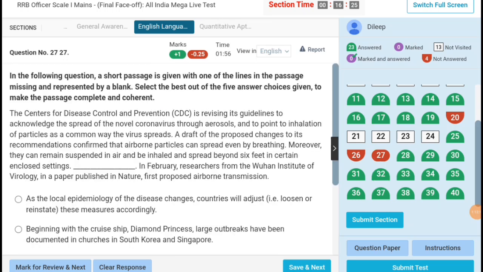Next one, the Centers for Disease Control and Prevention is revising its guidelines to acknowledge the spread of the novel coronavirus through aerosols and to point to inhalation beyond 6 feet in certain annual settings.